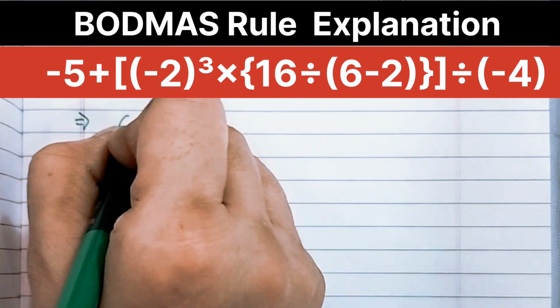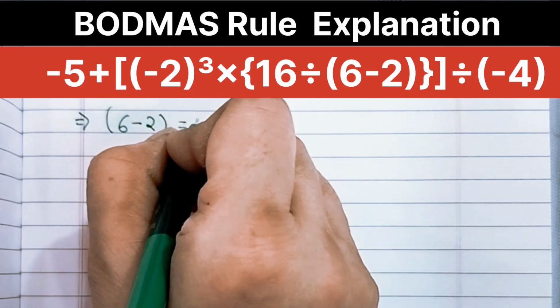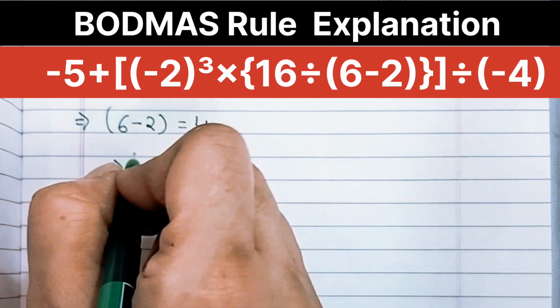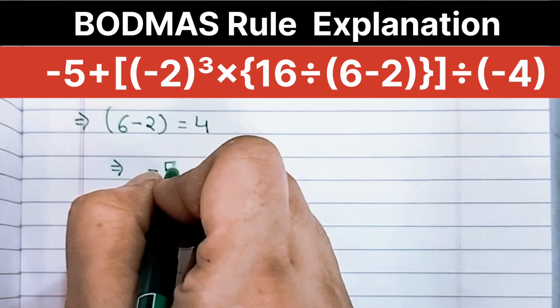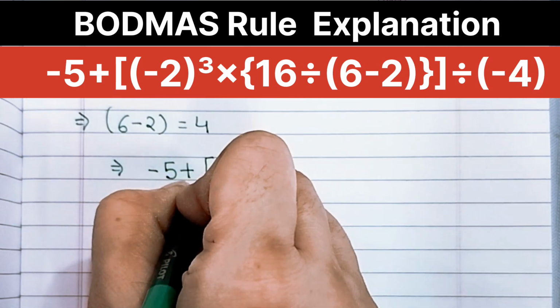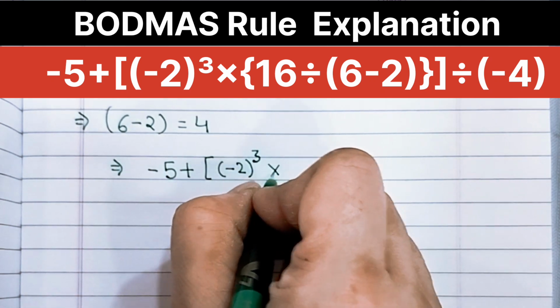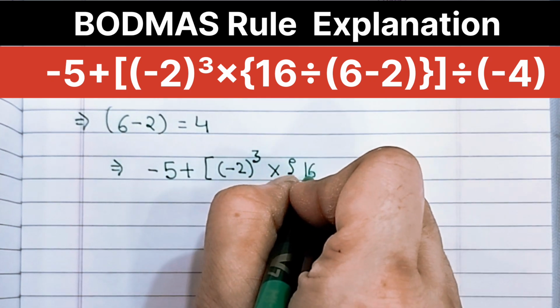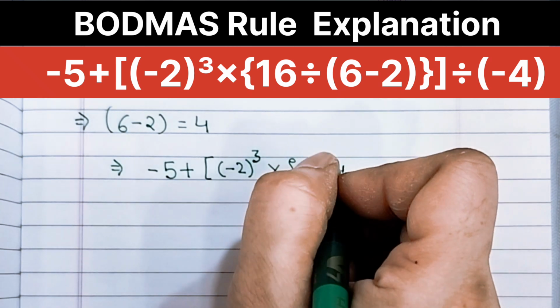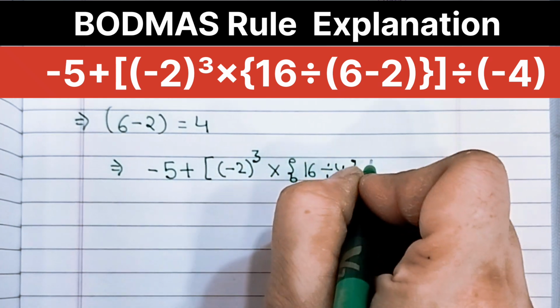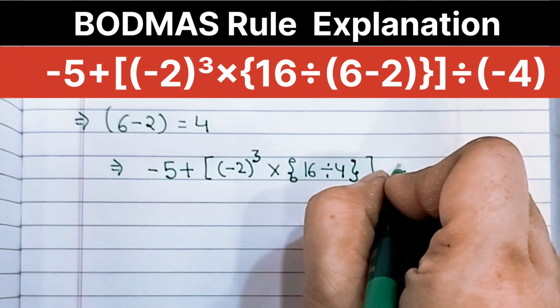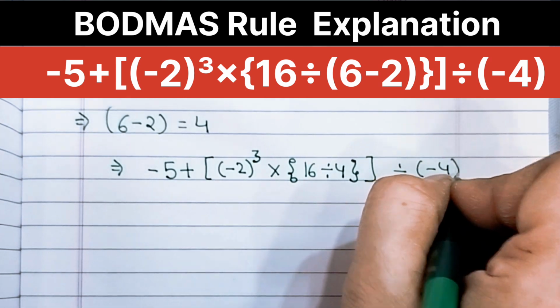So 6 minus 2 equals 4, and the resulting expression becomes minus 5 plus minus 2 cubed, and then multiplied by curly braces 16 divided by 4, now curly braces of square bracket, divided by minus 4.